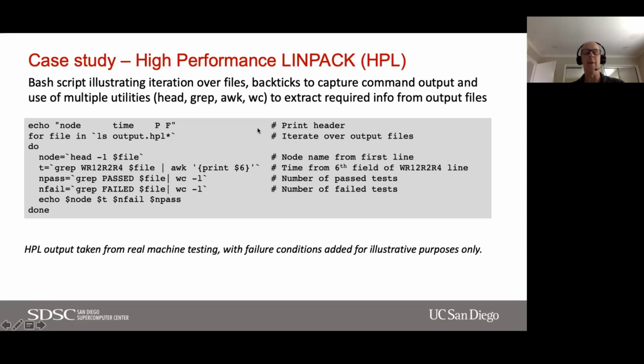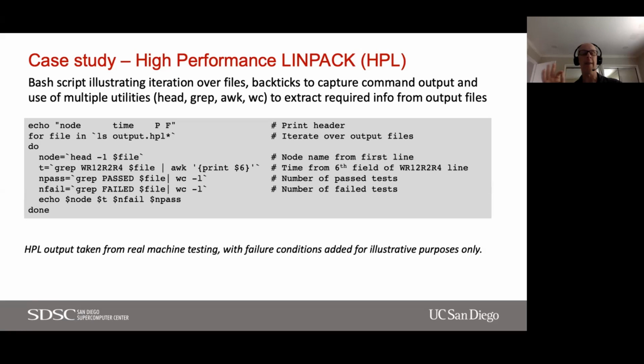So what I did is I start off, I'm going to print a header: node, time, whether or not tests pass or whether or not they failed. So that's the P and F columns. I'm then going to do a loop over all of the files that match this pattern, output.hpl star. And then within the loop, I know that the node name is that first line of the file. So I'm going to execute head -1 file. That way I get the node name from the first line of the file.